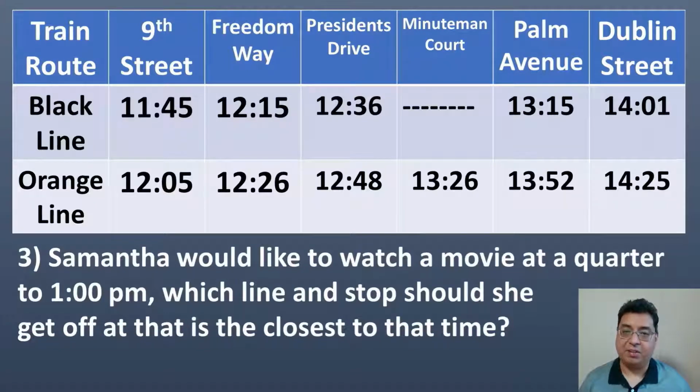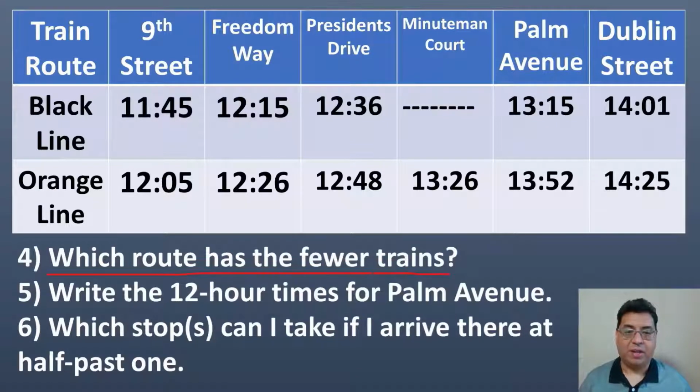So make sure you read that carefully, okay? Which stop and which line can she get off at that gets her the closest to 1:45 p.m.? Number four, which route has the fewer trains? Number five, write the 12-hour times for Palm Avenue. And number six, which stop or stops can I take if I arrive there at 1:30? So basically, if you arrive at 1:30, which is the closest to that time you can take a train, okay?